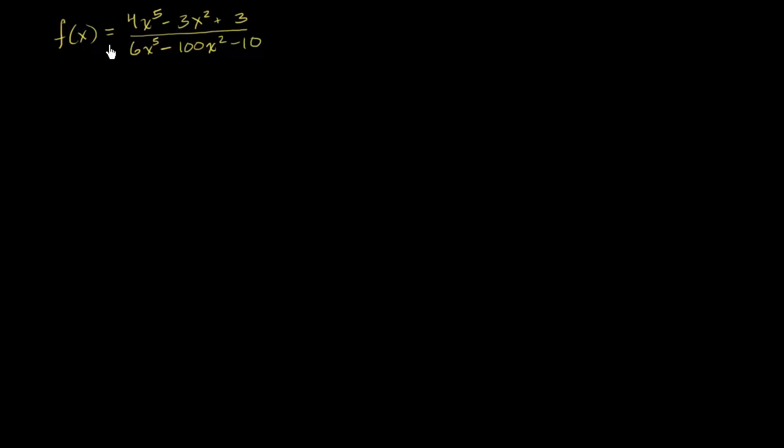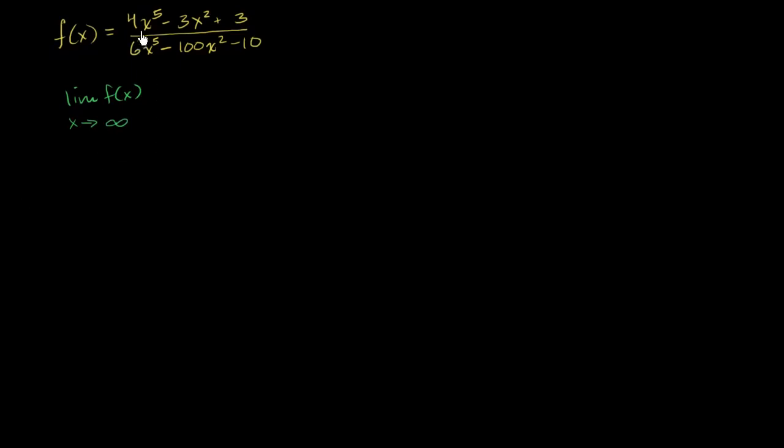So we have f of x equaling (4x^5 - 3x^2 + 3) over (6x^5 - 100x^2 - 10). And what I want to think about is what is the limit of f of x as x approaches infinity. And there's several ways that you could do this.